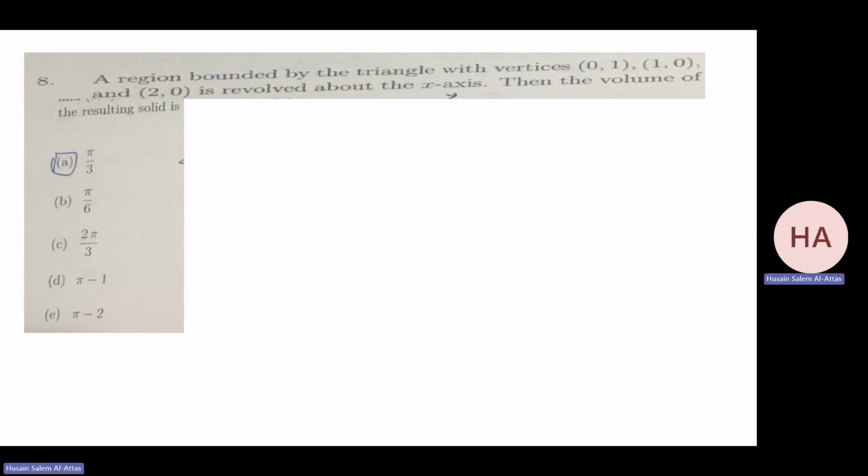Okay. A region bounded by a triangle. I have a triangle here, revolved about the x-axis. The triangle has vertices (0, 1), (1, 0), and (2, 0). So I have this triangle. And I want to revolve that about the x-axis. About the x-axis.